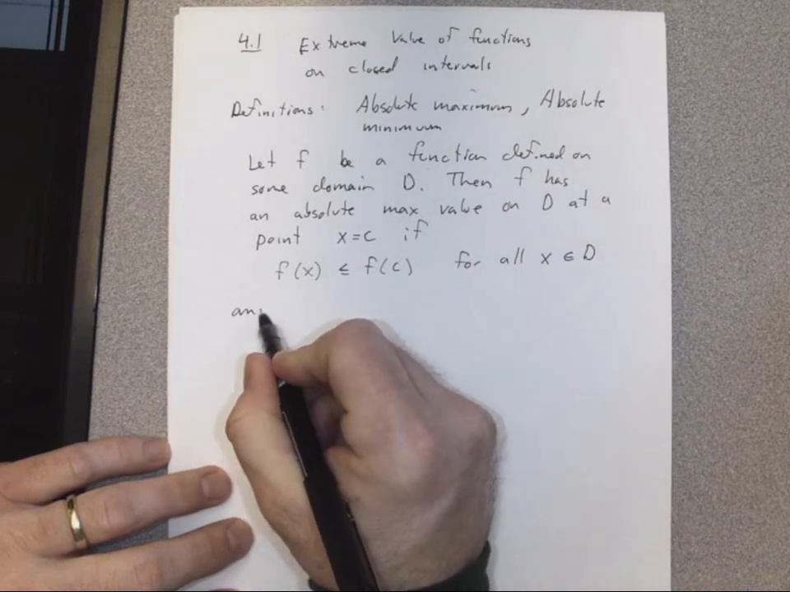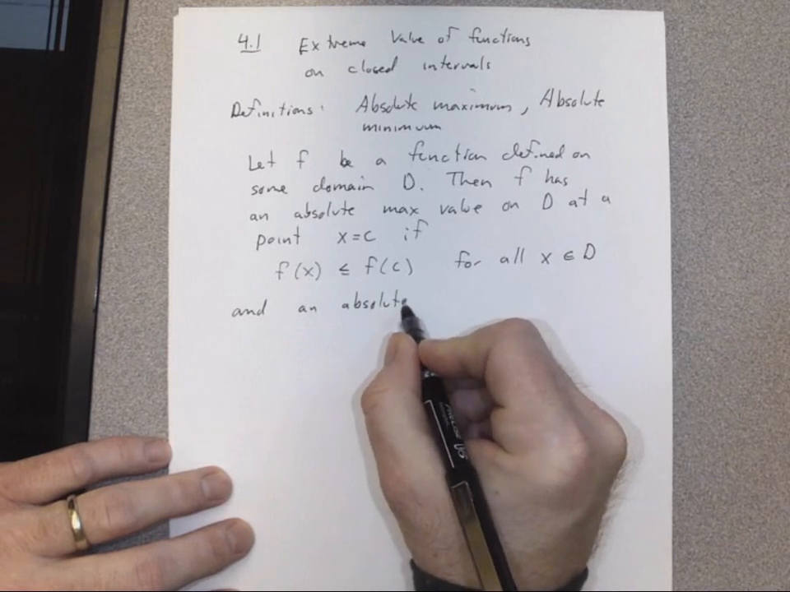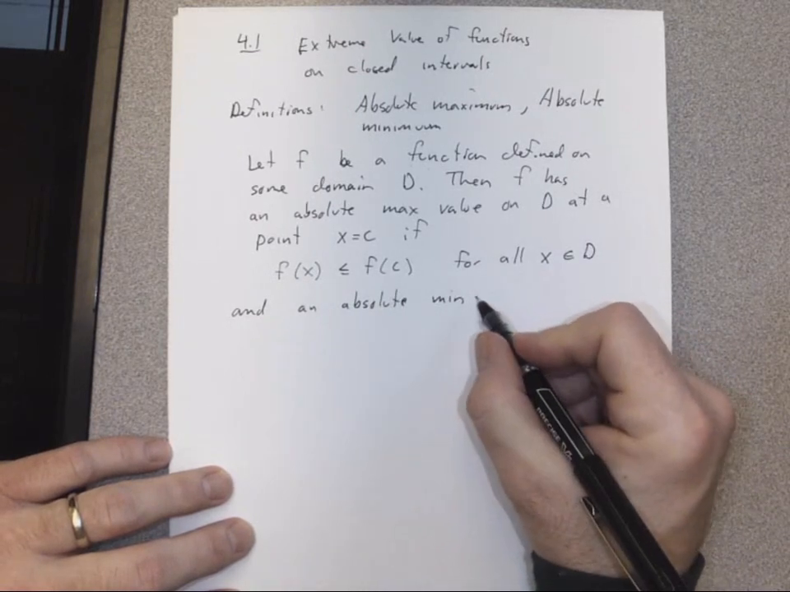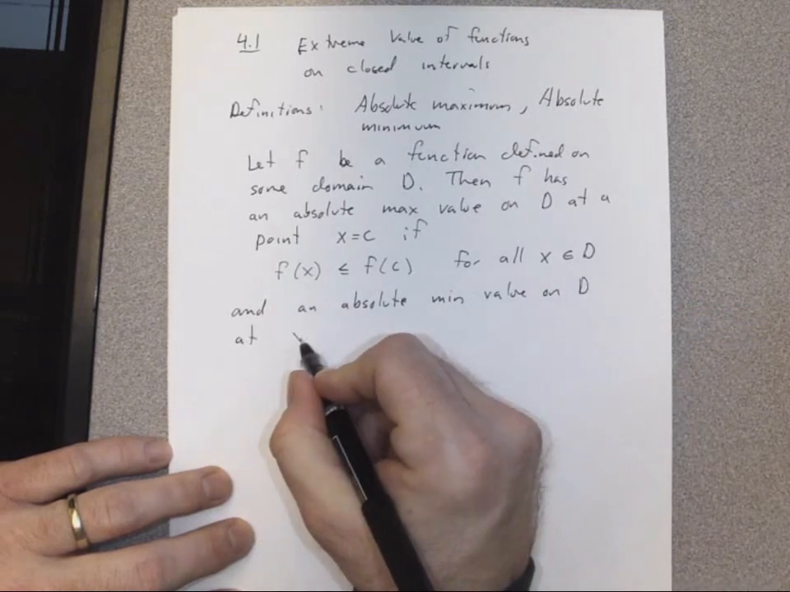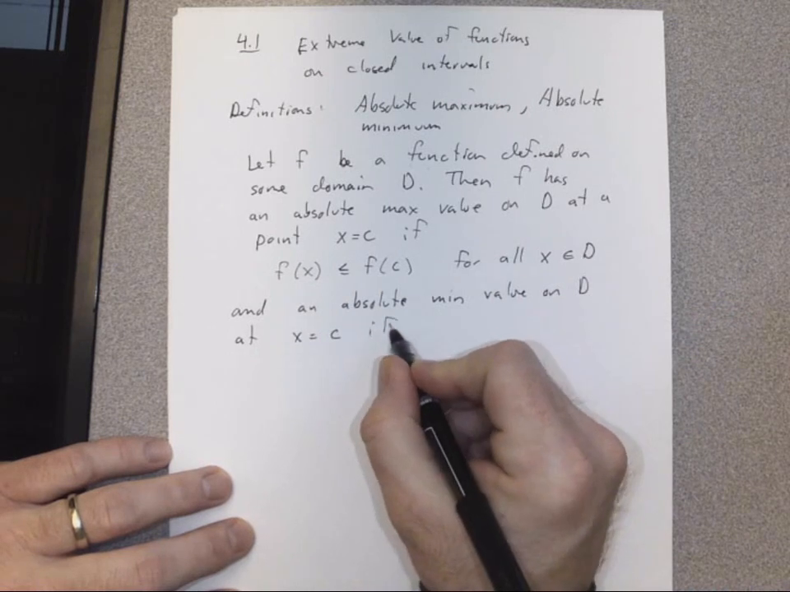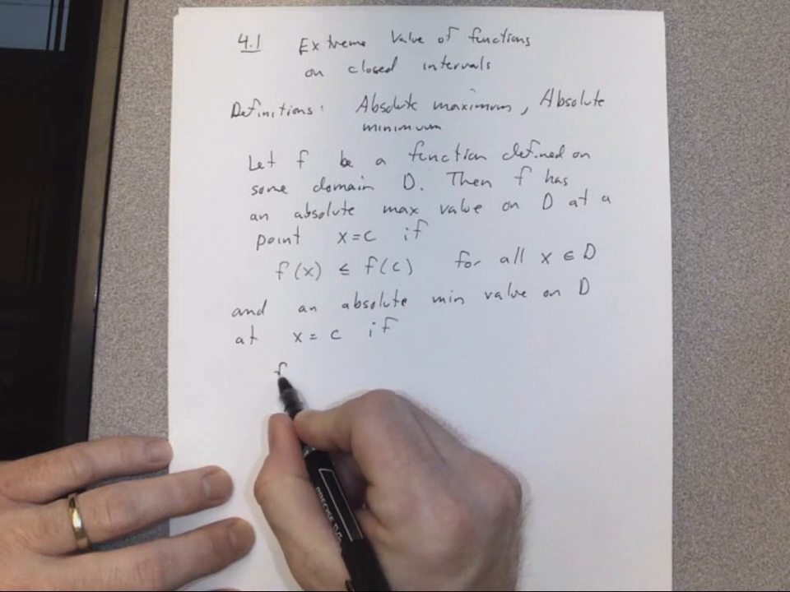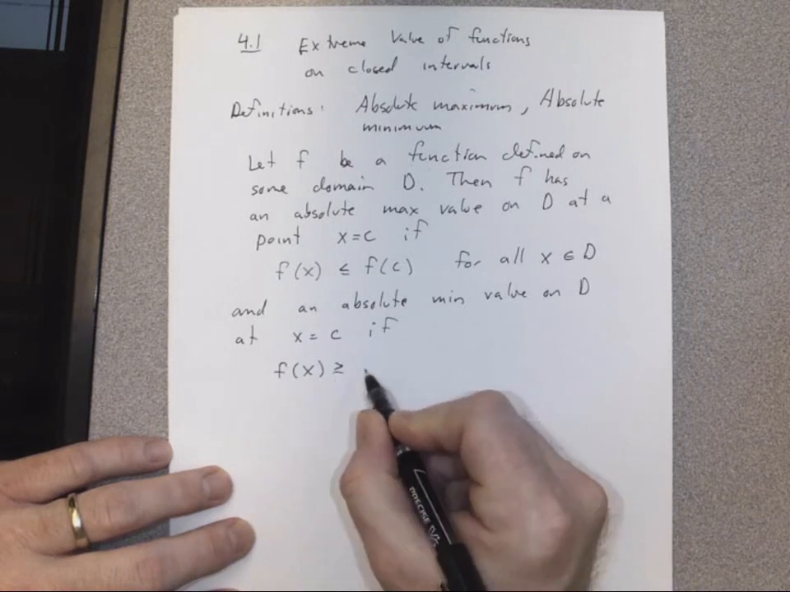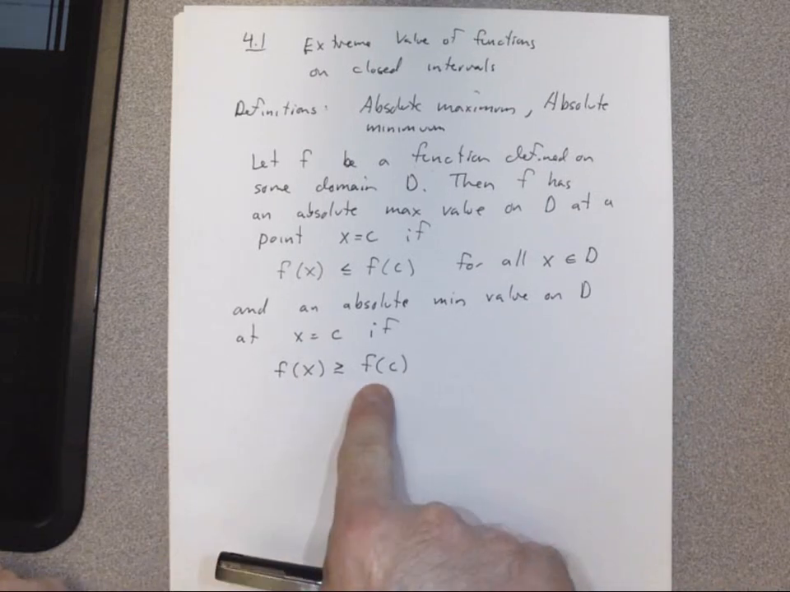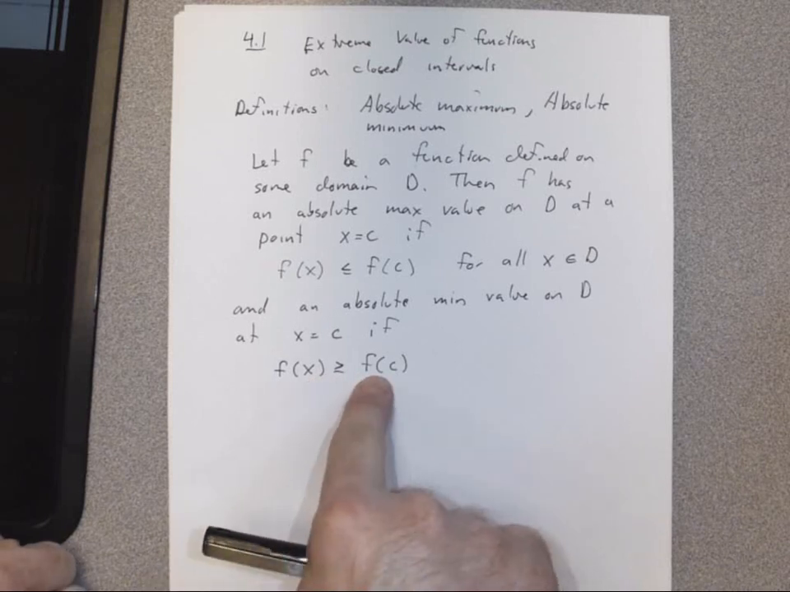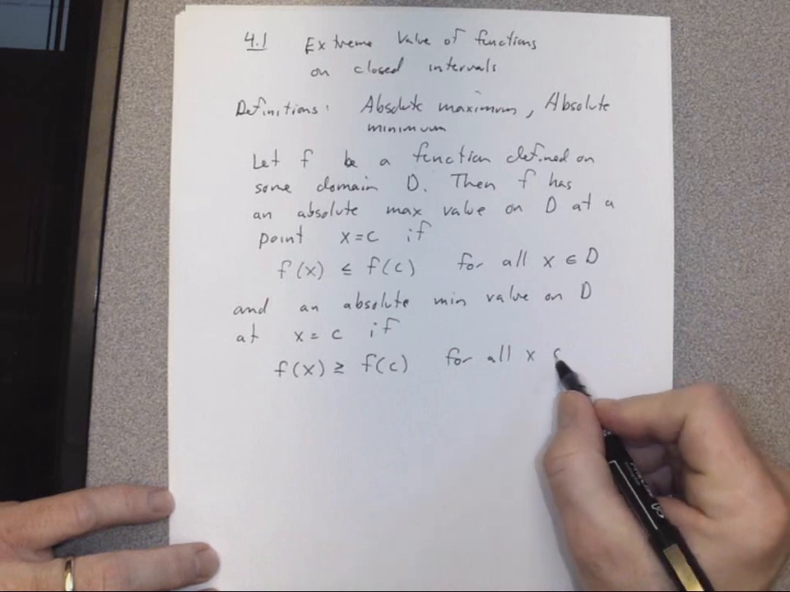So we say it has an absolute minimum value on D at, again, x equals c, if, well, what we're going to do is just change the sense of the sign. That means every other value of x gives a y value that is greater than or equal to the y value when I plug in c, if it's an absolute minimum, for all x in this domain.